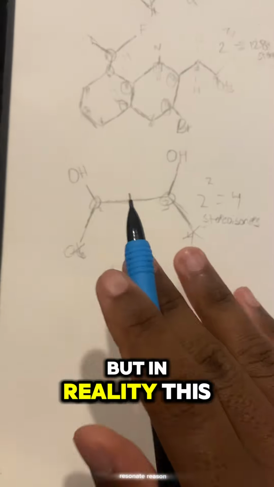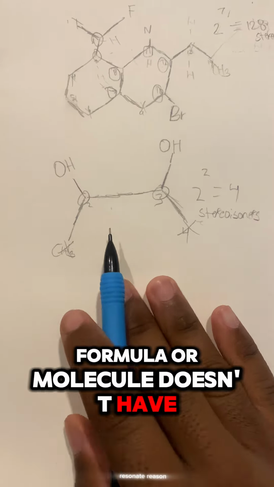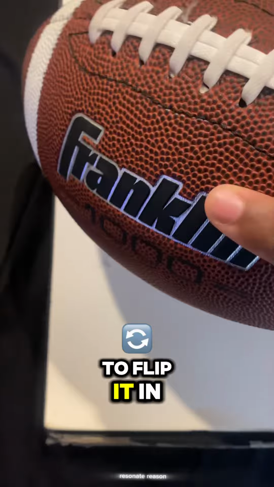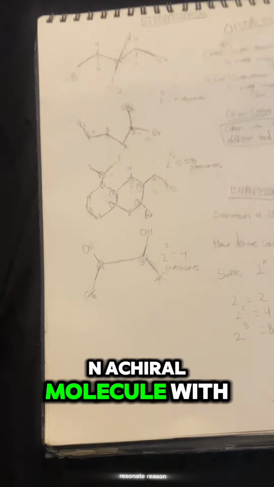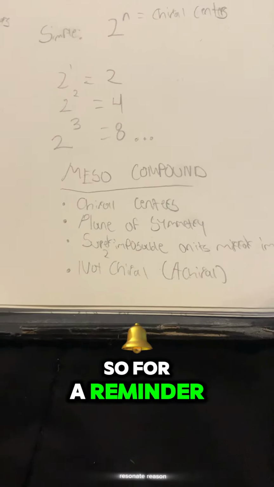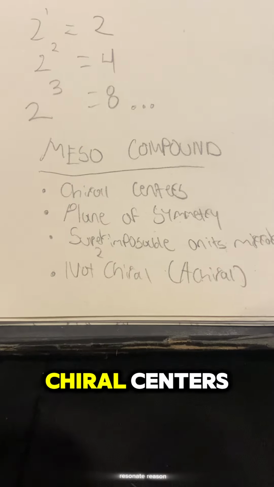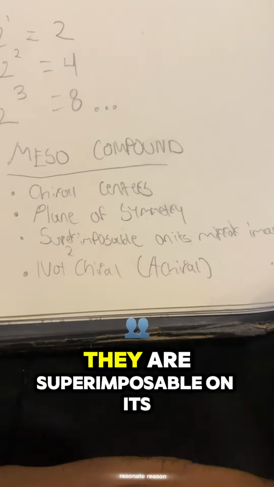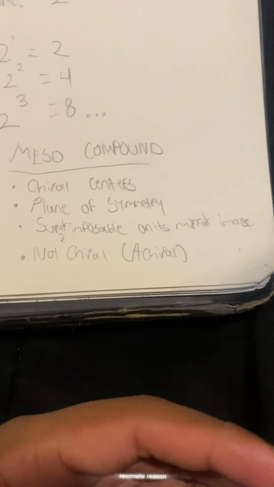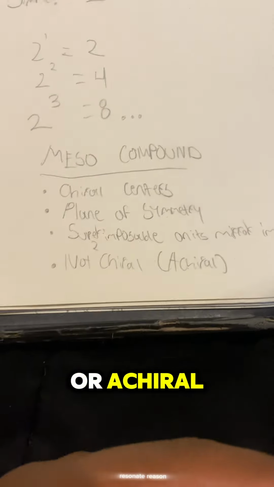But in reality, this molecule doesn't have any isomers. This molecule doesn't have any isomers because if you were to flip it in a mirror or rotate it or orient it any type of way, it would appear the exact same as its mirror image, meaning that it's an achiral molecule with chiral centers, and it's a meso compound. So as a reminder, meso compounds have chiral centers, they have a plane of symmetry, they are superimposable on their mirror images, meaning you can orient them in the exact same position, and they are not chiral, they are achiral.